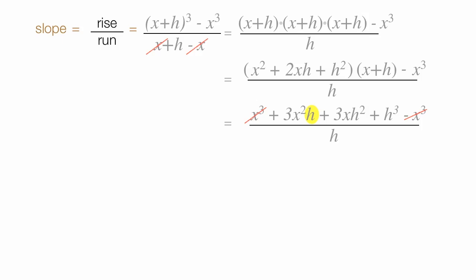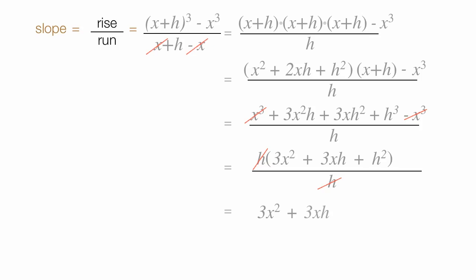Notice there's an h in each one of these remaining terms. I'm going to factor that h out. Pull an h out, and it leaves me with 3x squared plus 3xh plus h squared divided by h. Like that. These two h's cancel. I am left with 3x squared plus 3xh plus h squared, and we're almost to the end.